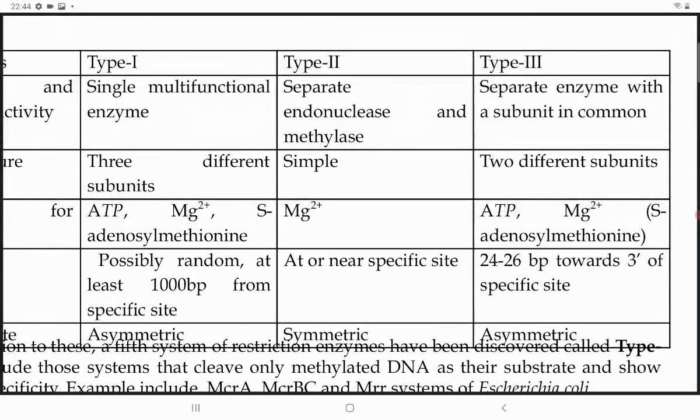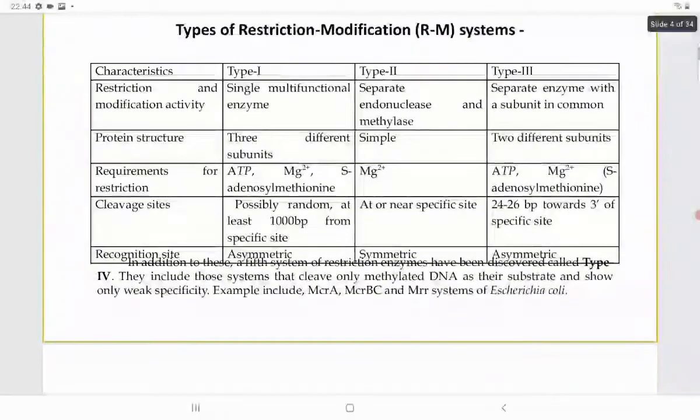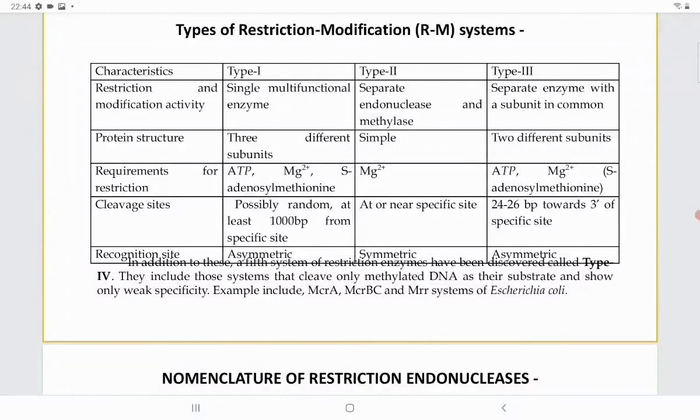So these are the properties. The last one: type 2 introduces a symmetrical cut, or it digests the DNA with dyad symmetry. It splits the DNA into two parts, where it produces either sticky ends or blunt ended DNA, that we will see later on. But the other two, type 1 and type 3 restriction modification systems, produce asymmetric ends after digestion, and they digest the DNA at non-specific regions, so those cannot be used for cloning purposes.